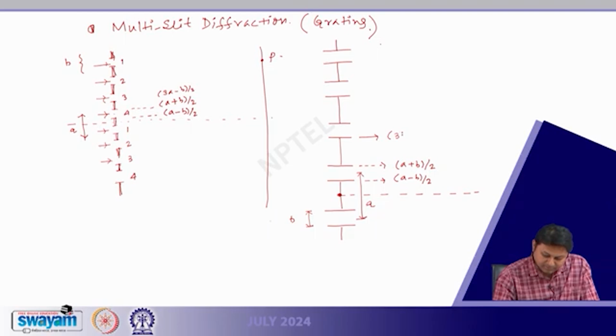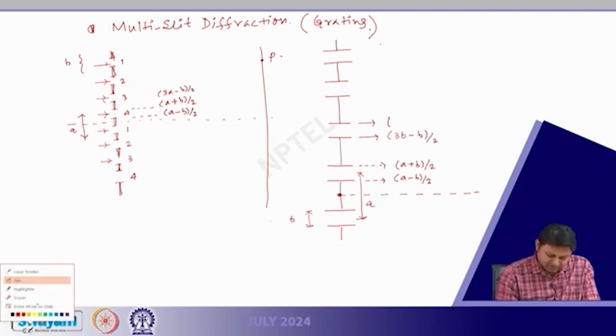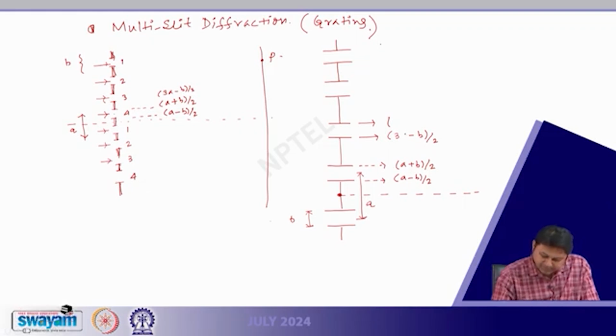3 B minus B by 2. This will be similarly 3 A minus B, not, I am making a mistake here, 3 A, this is 3 A plus B by 2.